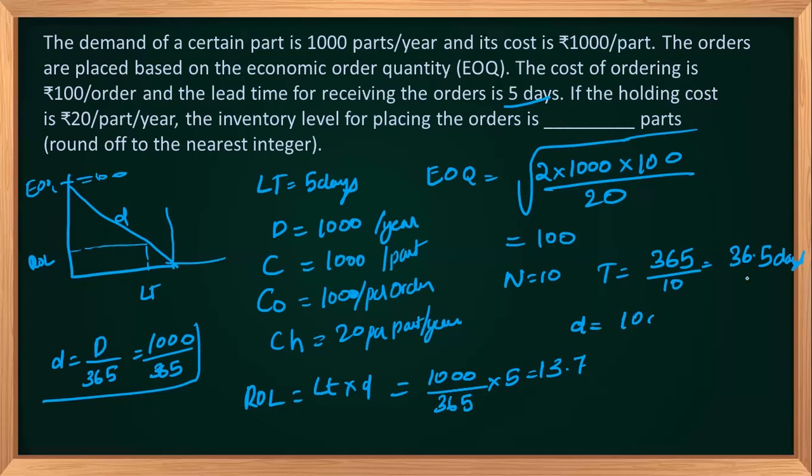100 will be 100 divided by 36.5. Again, it will come to the same answer, right? This was 1000 divided by 365. It will be the same, 100 divided by 36.5. Again, the answer will be the same.